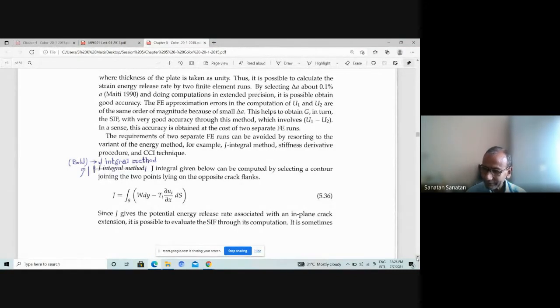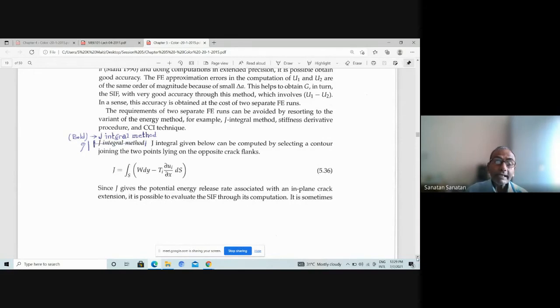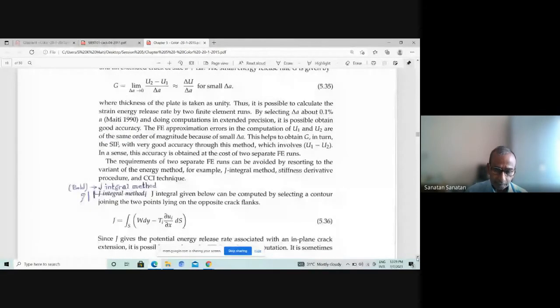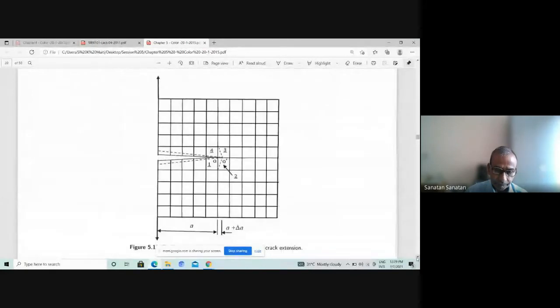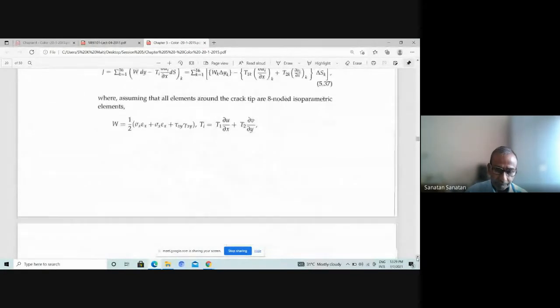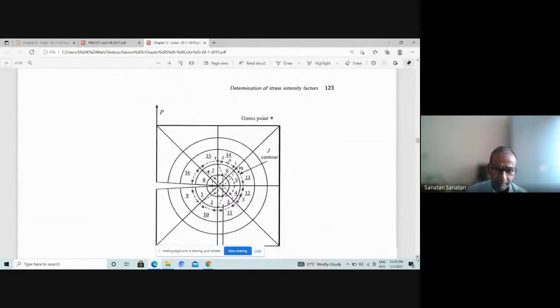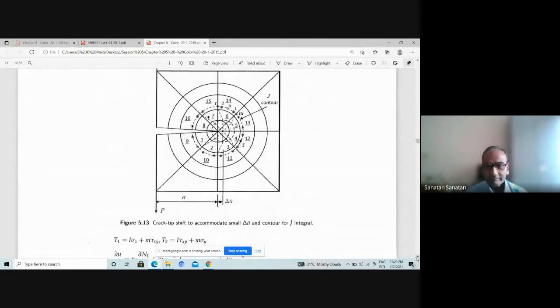So therefore you see that we get some opportunity of obtaining the value of strain energy release rate by making use of this J integral, and that's what I am going to talk about. So just again come back to the finite element discussion. See that this is the type of problem that we have.